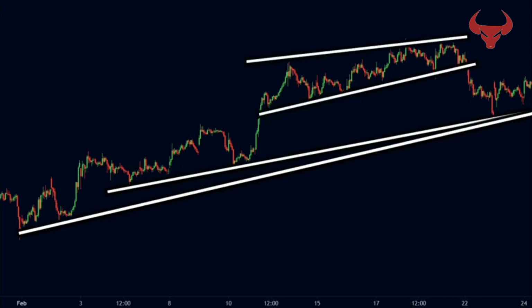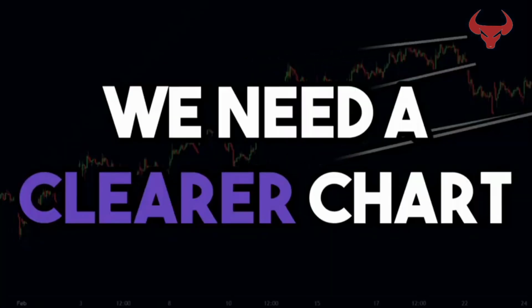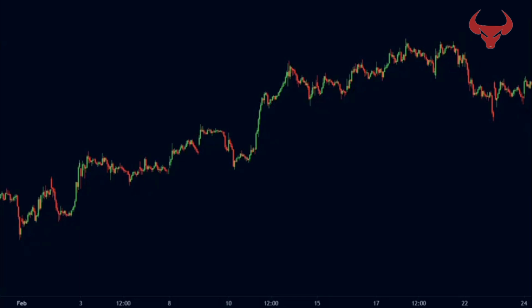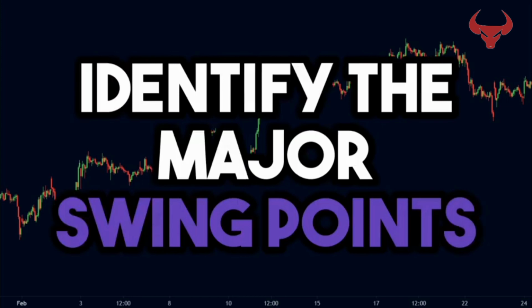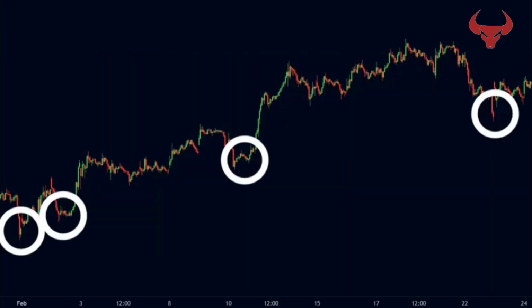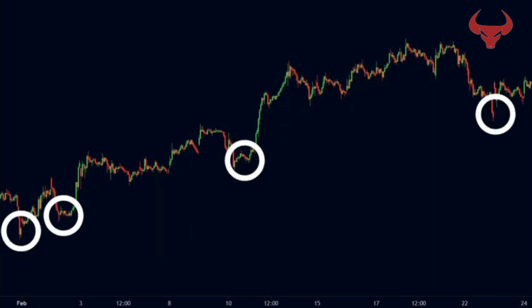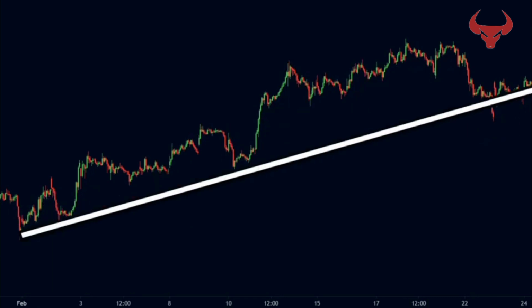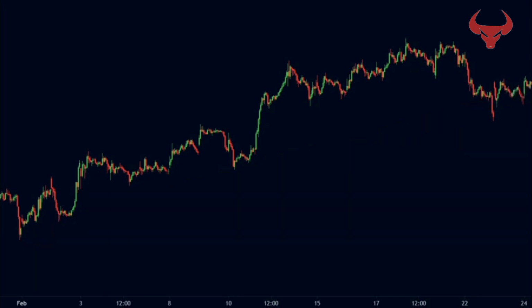But when we have so many trend lines plotted on the same chart, it becomes really difficult to trade. We need a clearer chart. So, let's start over again. This time, let us first identify the major swing points on the chart. Here are the major swing points. Now we will plot a trend line by connecting these swing points. It is that simple. We will only look at the major swing points when we are creating the trend line. Most of the time, the best trend lines are pretty clear straight away.